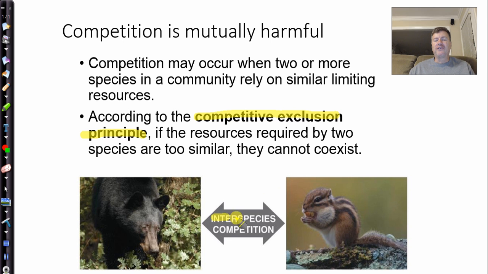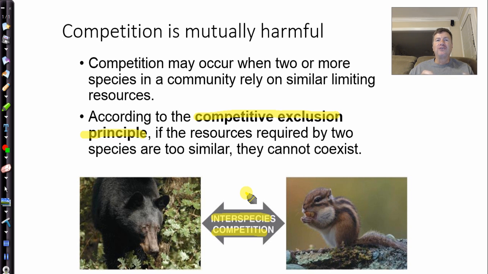What you're seeing here is this idea of what's called interspecies competition. These are both going for the same resource. This bear and this chipmunk are going for acorns. So interspecies means between species competition. Now, these two are not too similar, so they can both coexist.